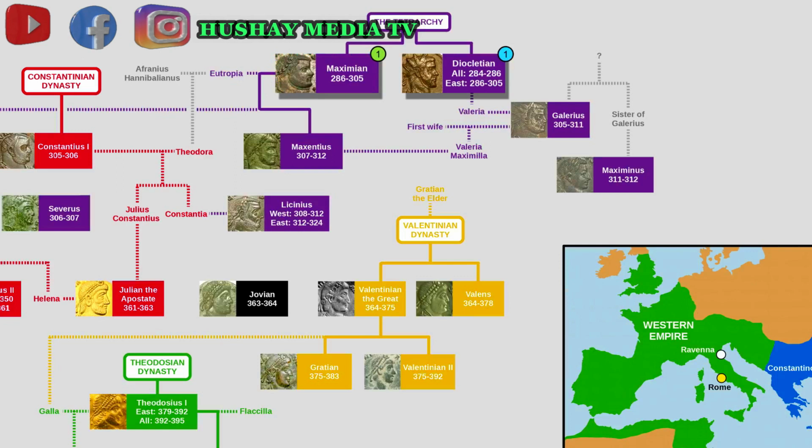Tetrarchy means rule by 4, and the reason for this is that each of the 2 senior emperors also had a junior emperor called a Caesar working under them. So in effect, there was always 4 rulers of the empire at any given time. This is why I've restarted the numbers at this point. The blue numbers represent the emperors in the east, and the green numbers represent the emperors in the west.